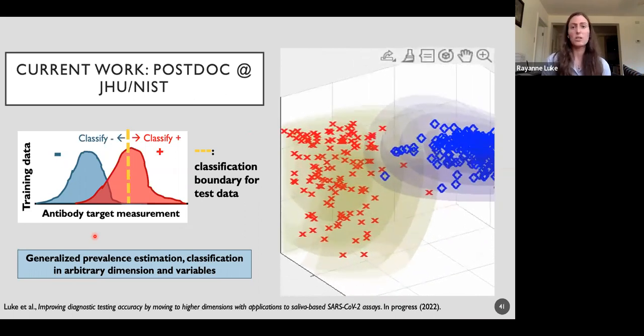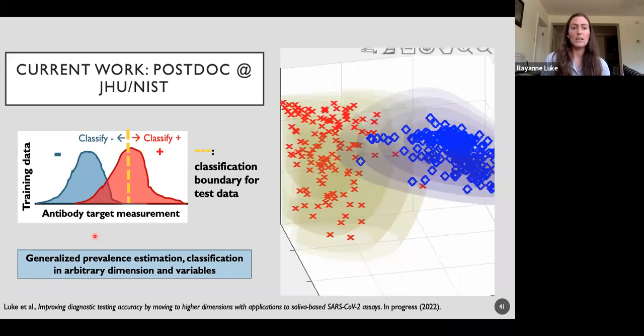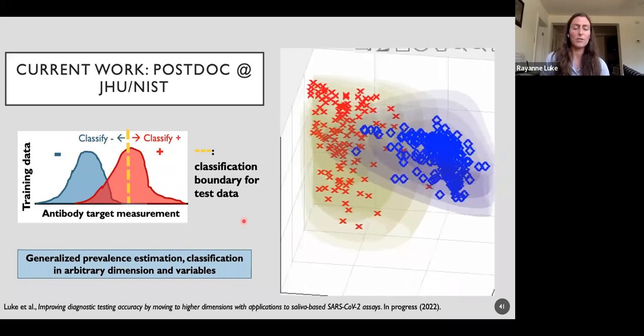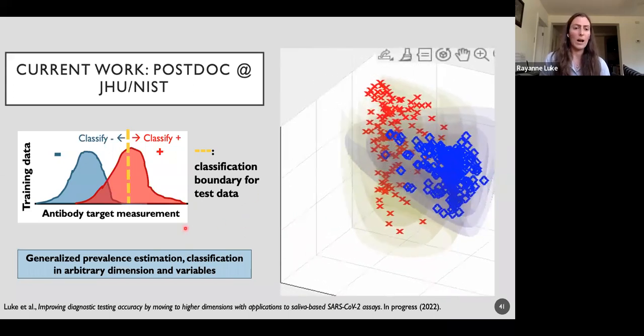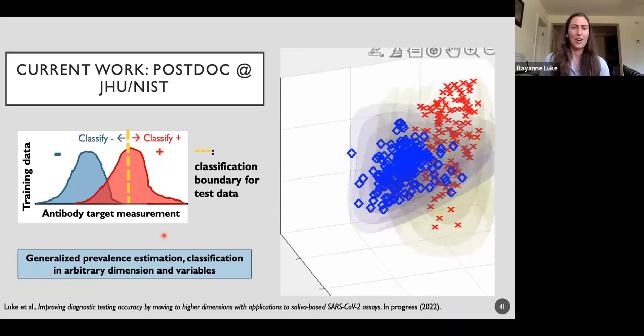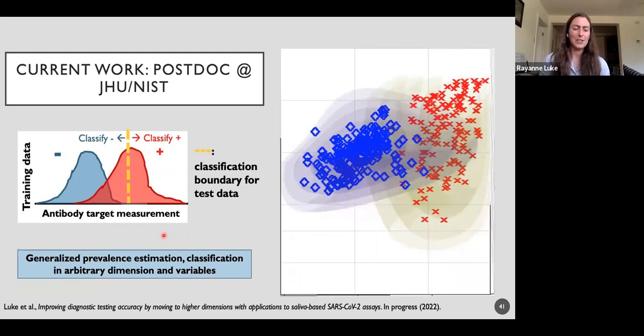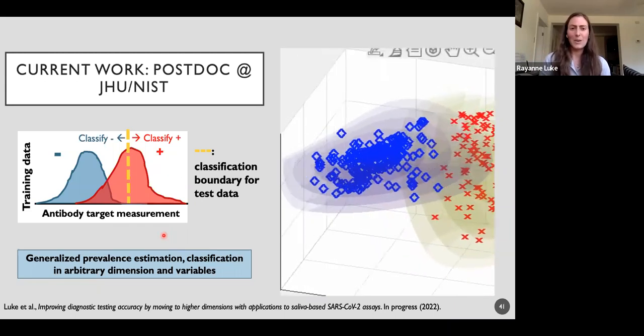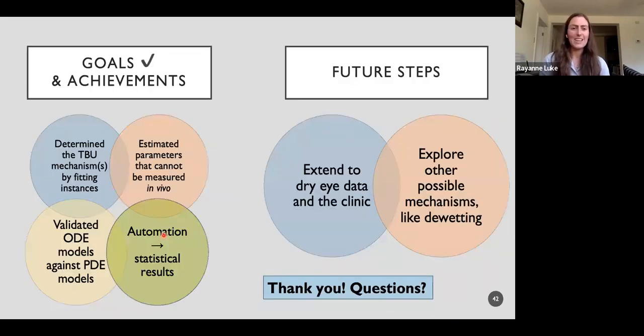So that's something that I am currently working on, again, in a COVID context, but it has a very general framework. And I've been enjoying my current work so far, even though it is very different, but still very biologically relevant. So I'll return to my conclusion slide, and thank you for your time and take any questions.